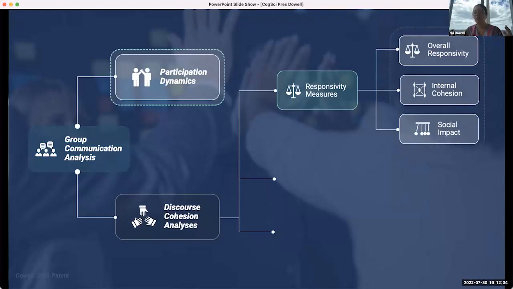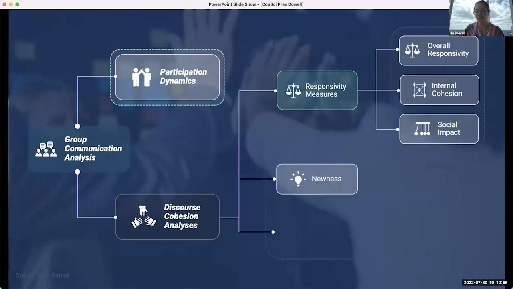We then have a measure of social impact. And so this is one of my favorite measures, but this is capturing the degree to which my current contribution is semantically related to the subsequent contributions from other people that I'm speaking to. So here I'm saying, is what I'm saying important or seen as important by others, and therefore picked up to move the conversation forward, or not?